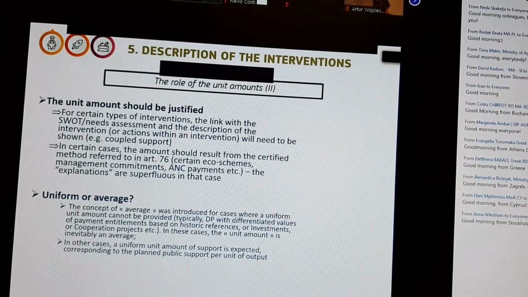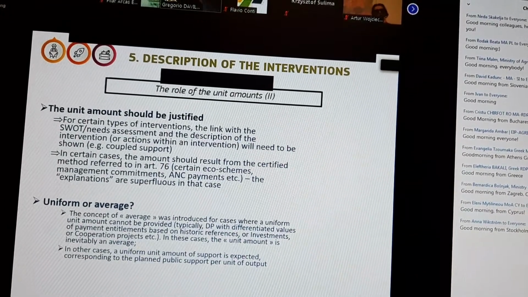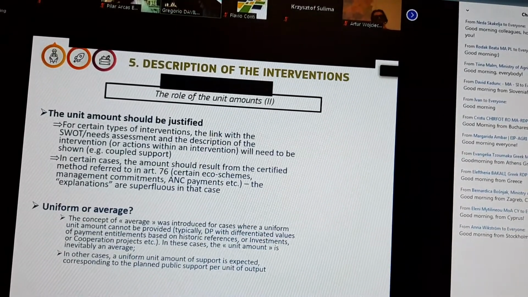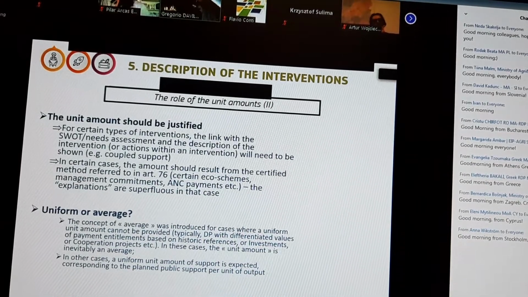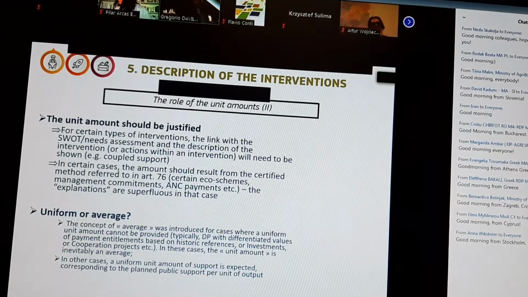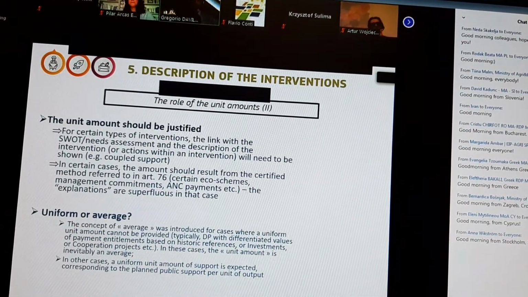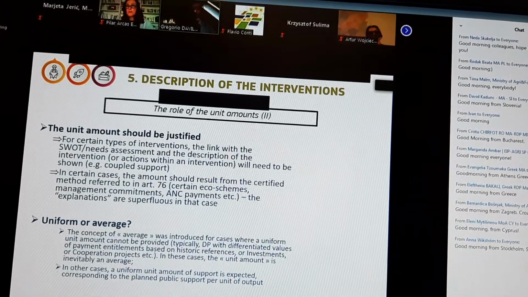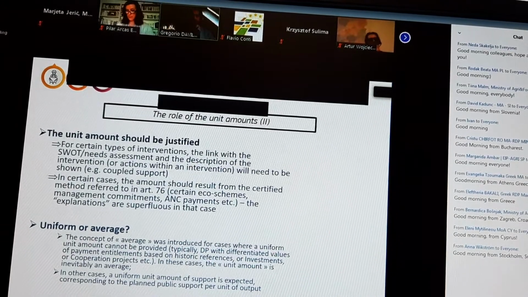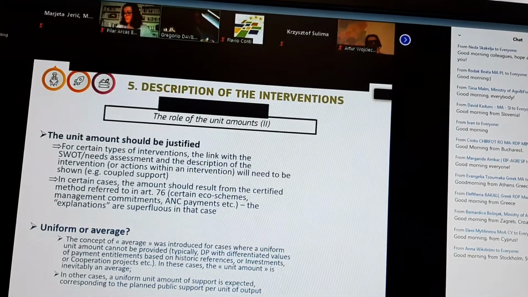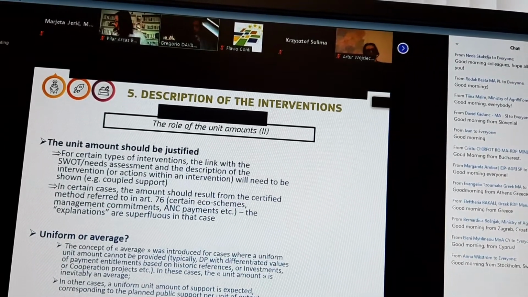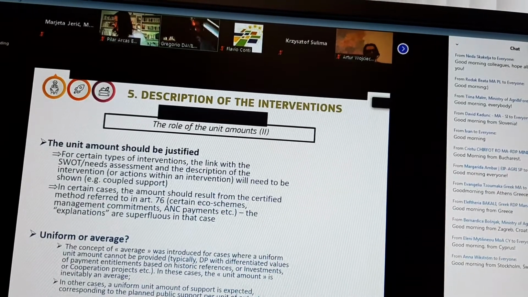And the concept of uniform or average, just very briefly: we expect most of the rural development interventions to be uniform. That means that if you have set the cost incurred income foregone and you have predefined a payment per hectare depending on the commitment, that would be the uniform payment or unit amount, and there will be no deviation because the member state cannot deviate from paying that given amount for that specific commitment. So we expect that this will be a simple approach that will avoid any deviation whatsoever.